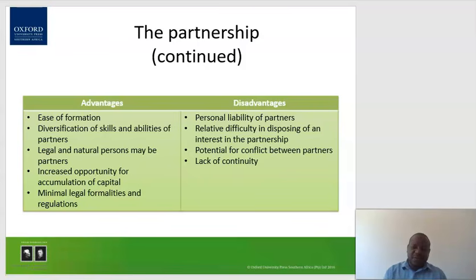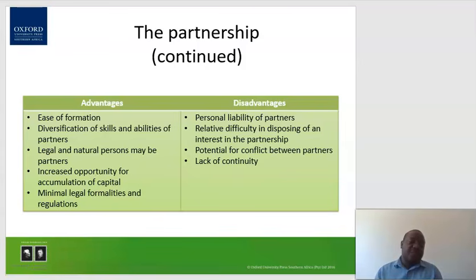And in most cases, wherever you have two or more people, you are bound to have people not agreeing on everything. Because people see things differently. Even in terms of calculating risks, they calculate risks differently. This form of business also lacks continuity. If one partner dies, then it means a new partnership has to be formed. You close that particular one and you start another one. In terms of advantages, it's also easy to form.